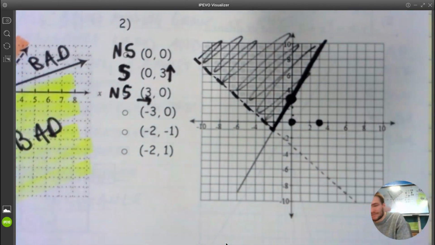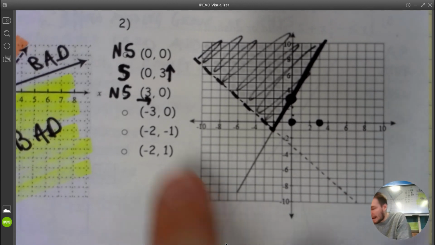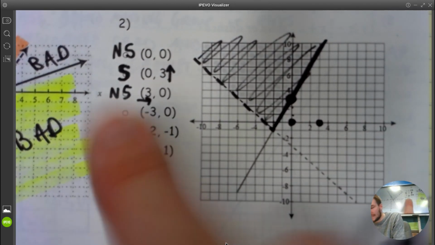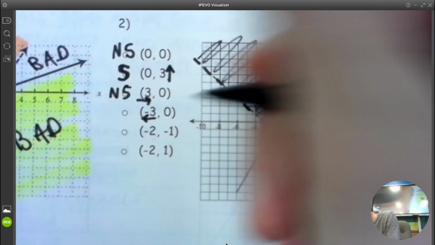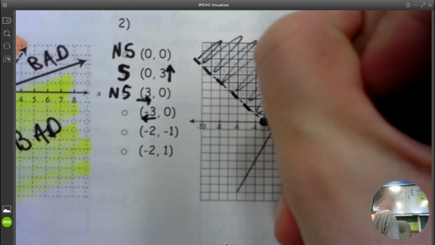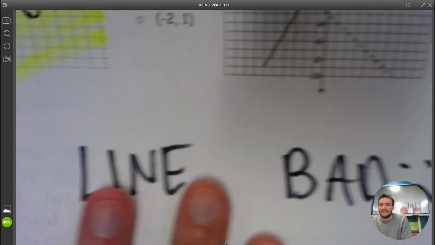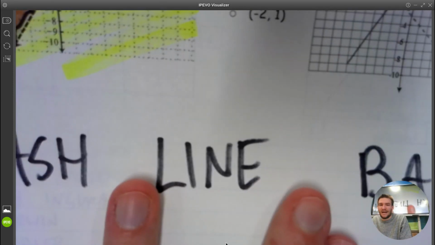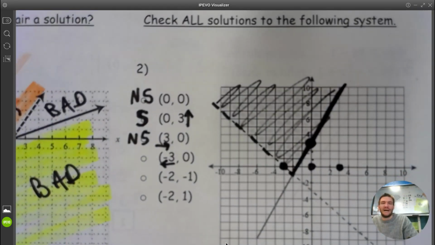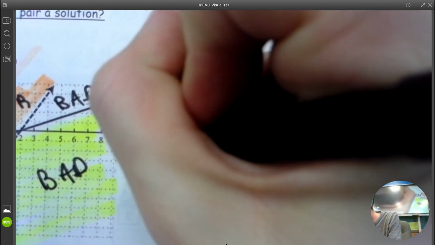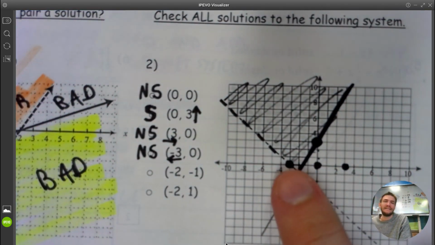Not even close. What about negative 3, 0? Which direction does that negative 3 move me? Left. I heard somebody say no solution, but it's on the shaded portion. Dash line bad. I'm not saying you're wrong. I'm saying I agree with you 100%. Not solution because we are on the dashed line.